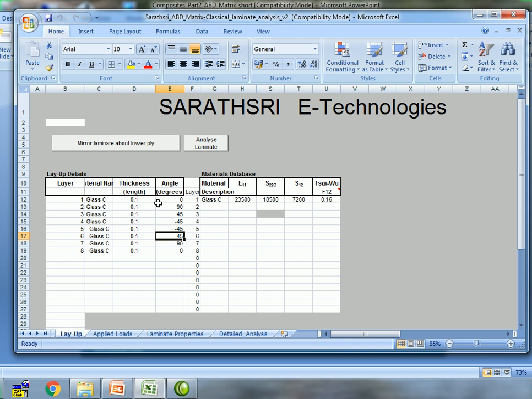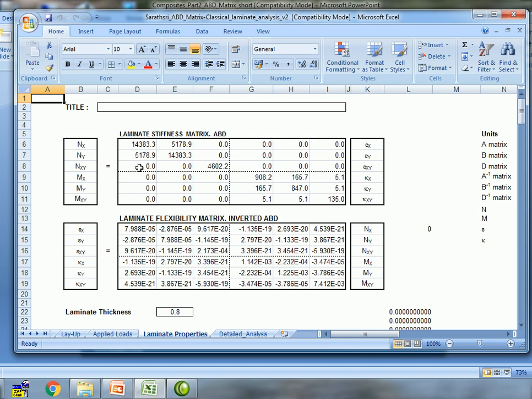As per the discussion, the B matrix and the A16 and A26 terms have to be 0, and the D16 and D26 terms need not be 0. Let us see whether this comes out of the analysis of this laminate. Here we can see the A matrix, the D matrix and the B matrix. Since it is a balanced laminate, A16 and A26 are 0, and since it is a symmetric laminate, the B matrix is 0.